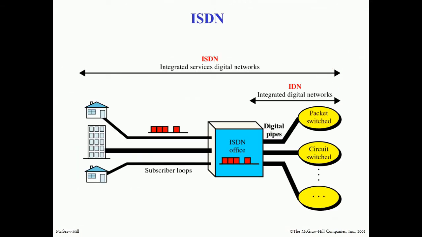This is ISDN, Integrated Services Digital Network. ISDN uses the integrated digital networks, and in this diagram it is shown how ISDN's office is connected through the digital pipes with the packet switched and circuit switched networks, and how these ISDN offices are connected through various subscriber loops to the homes and the offices.